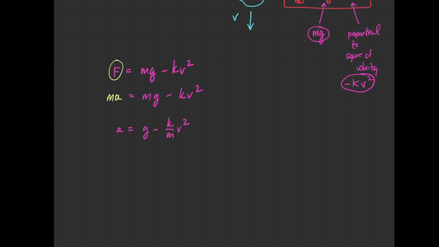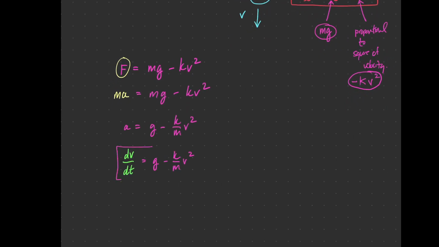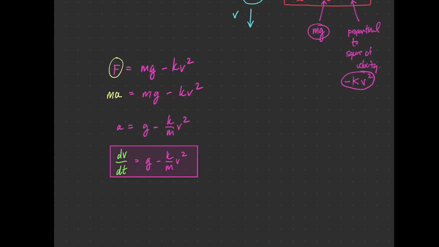And you might say, well, Mally, we don't really have a DE yet. And I would argue, yes, we do, because what do we know about acceleration? Acceleration is really dv/dt, right? So dv/dt equals g minus k over m v squared. Now here is a relatively simple ODE that we just came up with, and we'd love to be able to solve it.